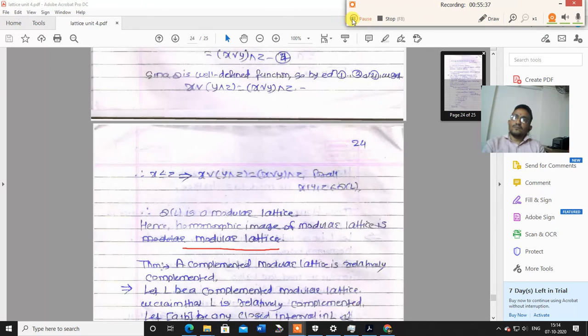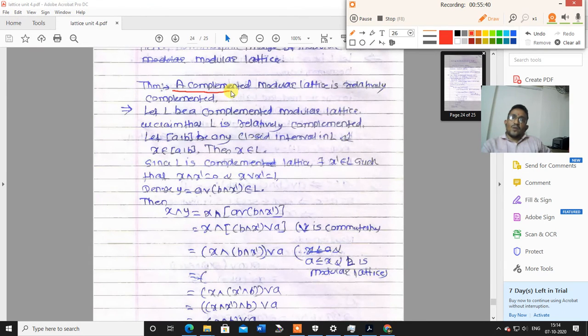Next, theorem: a complemented modular lattice is relatively complemented. After the proof, we will show that a complemented modular lattice is relatively complemented. Let L be a complemented modular lattice, and we claim that L is relatively complemented. As L is a complemented modular lattice, we need to show that every closed interval is complemented.